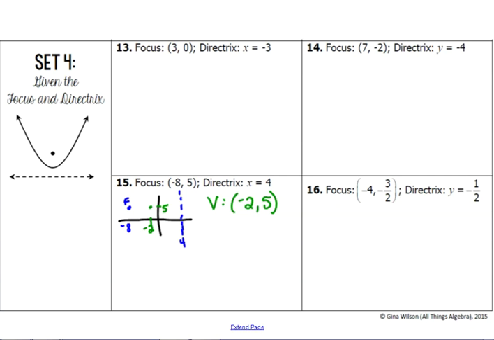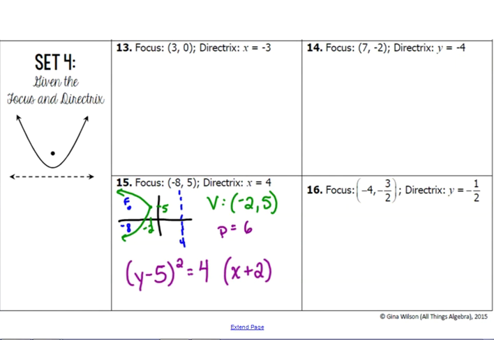I just found directly between -8 and +4: add them, divide by 2. -8 plus 4 is -4, divided by 2 is -2. So that's where I got that -2 from. So that's my vertex, and now I can draw in my picture. This is a horizontal, so go ahead and set up your skeleton. Y squared, 4 times our p. We can plug in our vertex. The x was -2, so it's x plus 2, y minus 5.